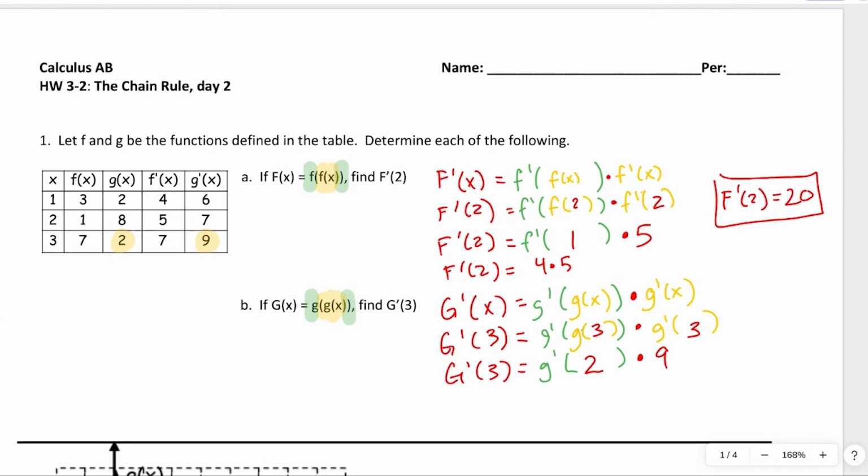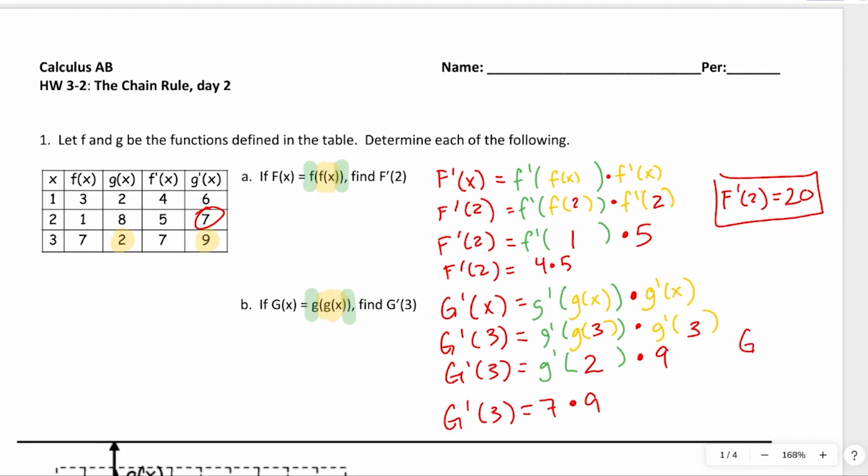So now I'm going to evaluate g prime of 2, which I think, no, we didn't do that one, is 7. So capital G prime of 3 is 7 times 9, and 7 times 9 is 63. So the derivative of capital G at x equals 3, the instantaneous rate of change at x equals 3, is 63.